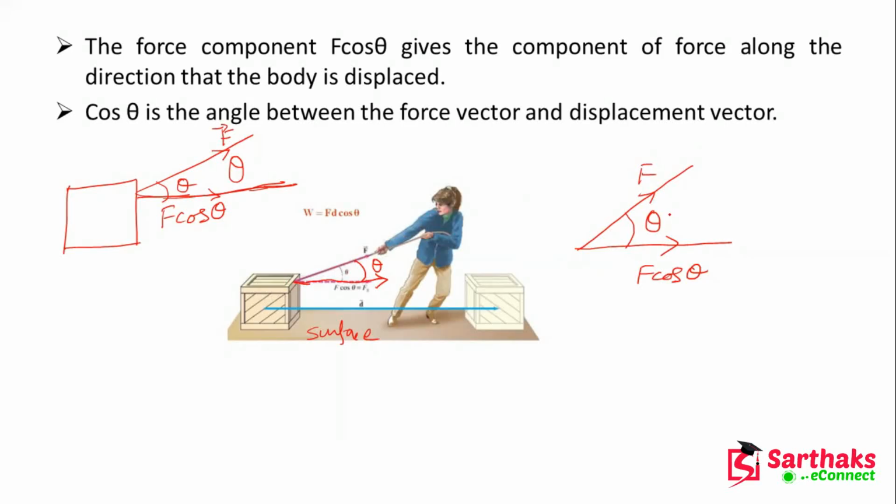right? This theta is 30 degrees for me. If your height is very good, then theta may be 60 degrees. If a very long person, then theta may be 120 degrees. Because I am just grabbing this wear here, right? So at that time, you can see that theta is the angle between what? Between the force vector and the displacement vector. Clear?